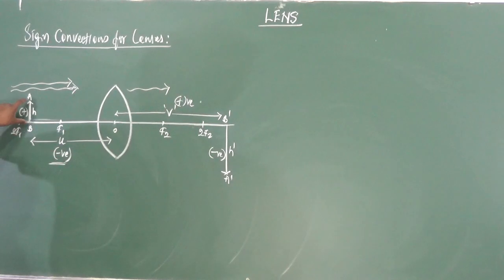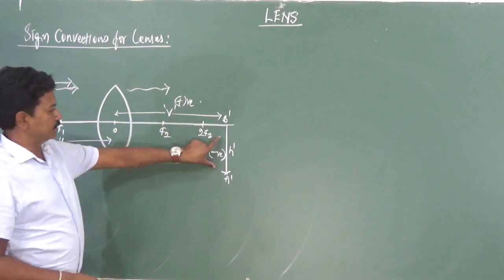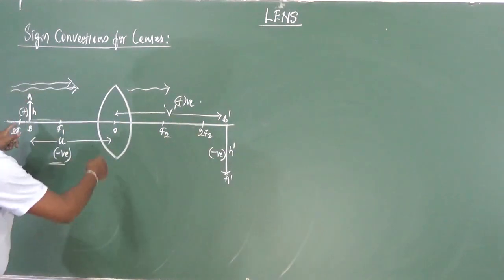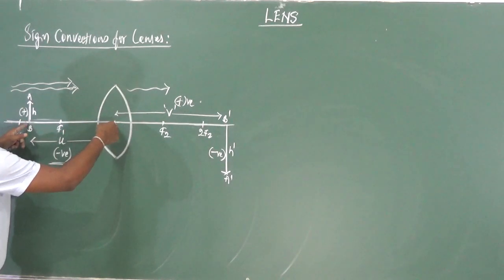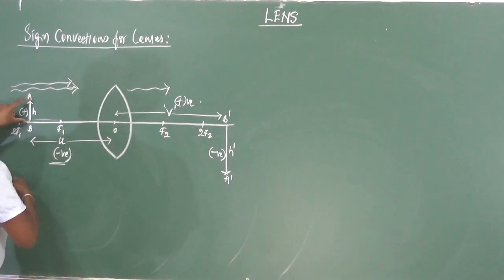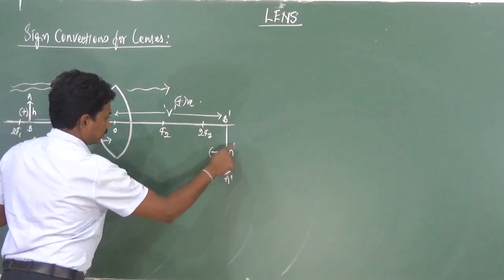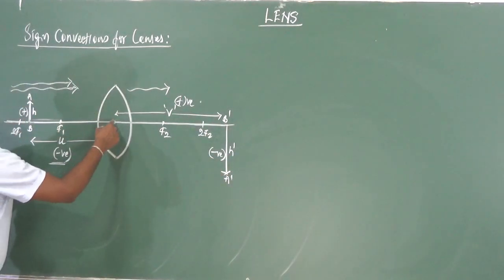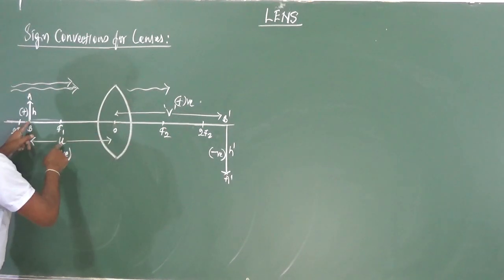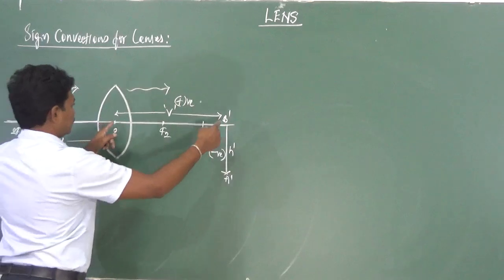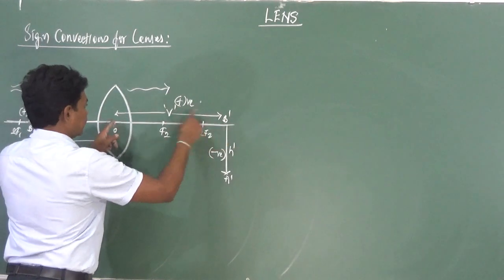The symbol for the size of the object is H, the size of the image is represented by H dash, the distance of the object from the lens is taken as U, and the distance of the image from the lens is taken as V.